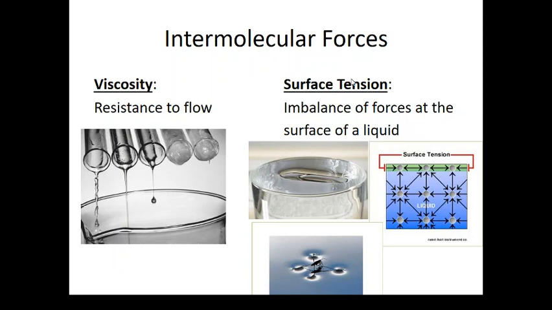When we look at surface tension, we know surface tension is the imbalance of forces at the surface of a liquid. You can think of things floating on water, such as this bug. The water has high surface tension, allowing the bug to scoot across. Surface tension is caused by the imbalance of forces at the surface of the liquid.